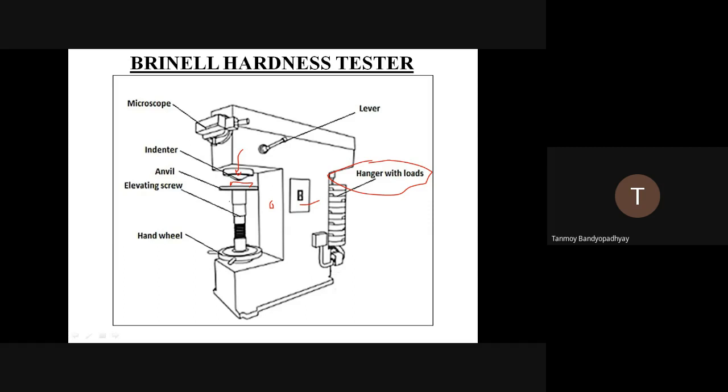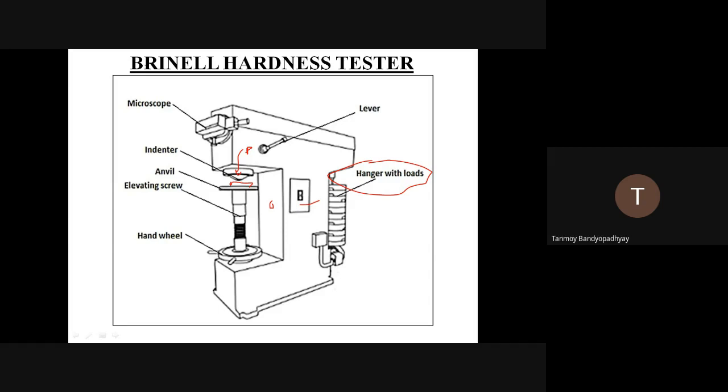Now you keep it in this position, and then using this load and the pulley arrangement, a load, say capital P, is applied on the specimen. This one is the specimen I have drawn in red. The indenter indents the specimen for a certain amount of time, and then the indenter is removed. Then the specimen is taken out.